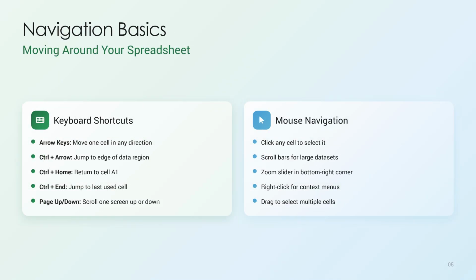To work efficiently in Excel, you must navigate smoothly. Use arrow keys to move from cell to cell, and combine them with Control to jump to the edges of a data range. Control plus Home takes you back to A1, while Control plus End jumps to the last used cell. Use your mouse to select, scroll, zoom, or right-click for quick options. These shortcuts will help you save a lot of time.